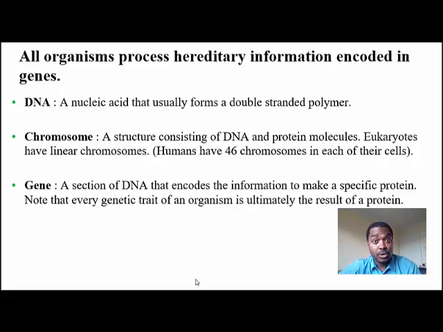And human beings have 46 of these molecules, 46 chromosomes. It's actually 23 pairs, and every pair has the same genes. This is something we'll look at more when we talk about genetics. A gene is one genetic instruction.